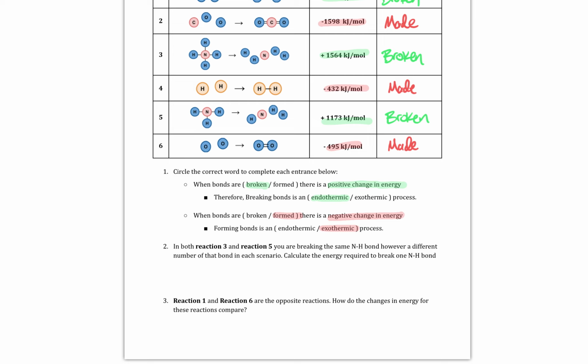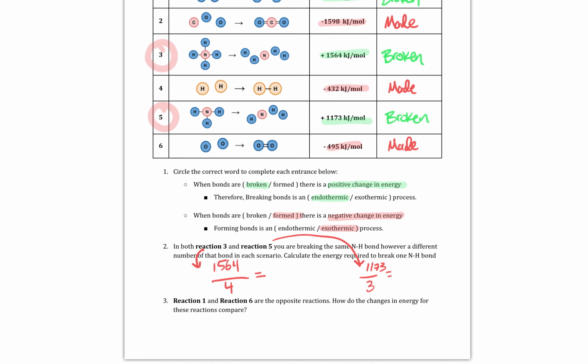Well, let's look at reaction 3 and reaction 5. In this situation, we're breaking the exact same bond, the nitrogen to hydrogen single bond, however, a different number of this bond. So in reaction 3, we have 4 bonds, and it requires 1,564 kilojoules per mole to break those 4 bonds. And in reaction 5, we have 3 bonds, and it takes 1,173 kilojoules per mole.